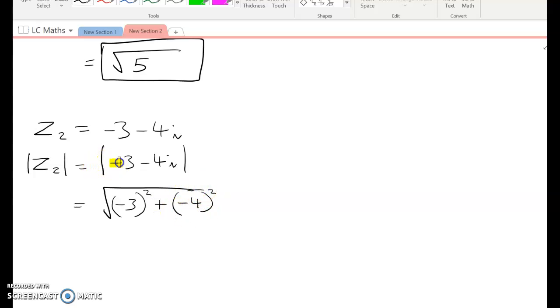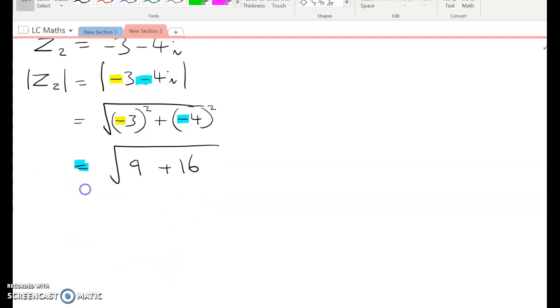Notice how I made sure to include these signs, because that's part of the first number and that's part of the second number. So I have to put them in. You don't just put the number in, you have to put the signs in as well. Now, when you square it, it'll go away anyway, but it's important to put it in. So what does that equal? Minus 3 squared is 9. Minus 4 squared is 16. So that's the square root of 25, which happens to simplify to an easier number, 5.